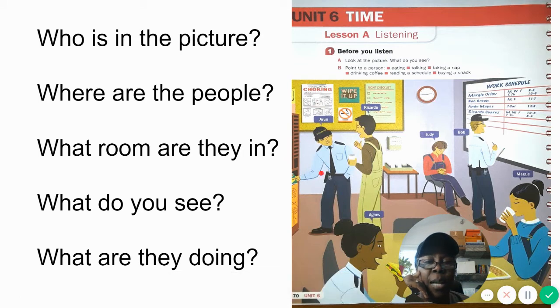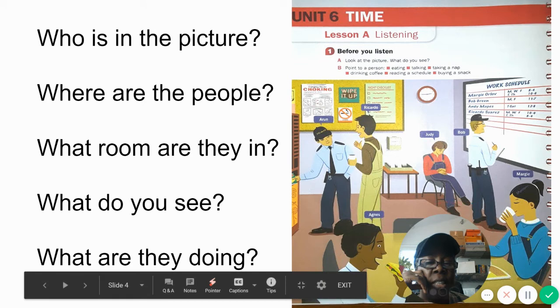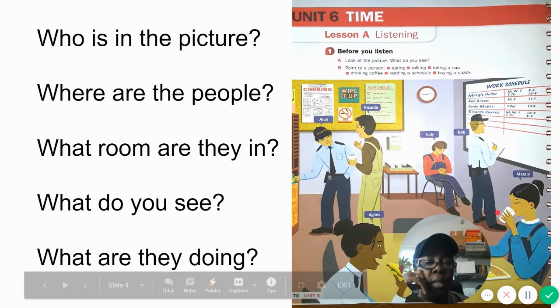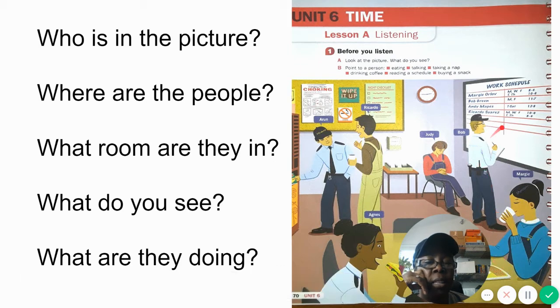These two guys are talking. You've got a vending machine here. She's eating, drinking some coffee or something and reading a book. And this guy, he's busy figuring out the work schedule. So they're in a different kind of room. You've got a bulletin board here, you got a clock. Ah, look, here's something else that tells time. This looks like a time stamp.